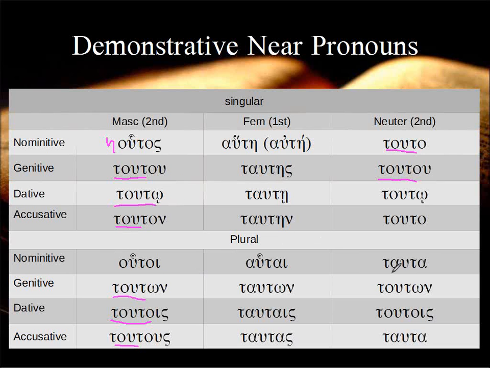The other exception was the nominative accusative plural neuter. Instead of the omicron, upsilon, as you see here, it is an alpha, upsilon. So it's tauta, tauta. Okay? So there's those two exceptions. All right? The feminine really remains the same compared to the others. This is the majority of its stem. Okay?